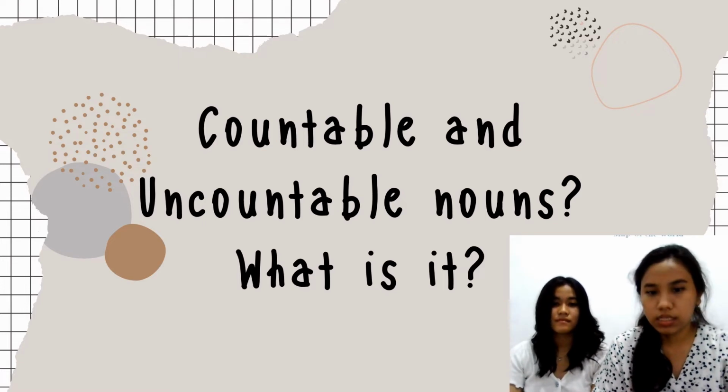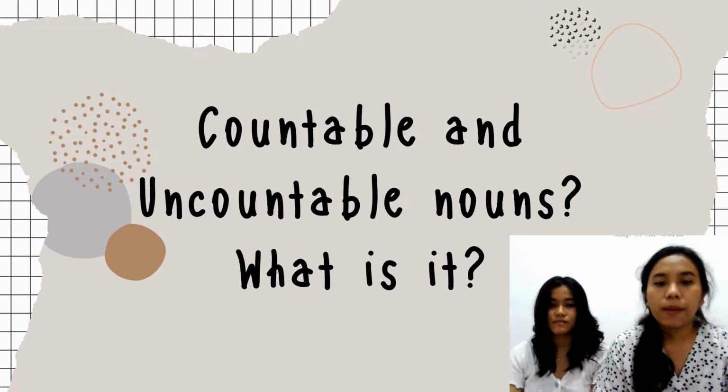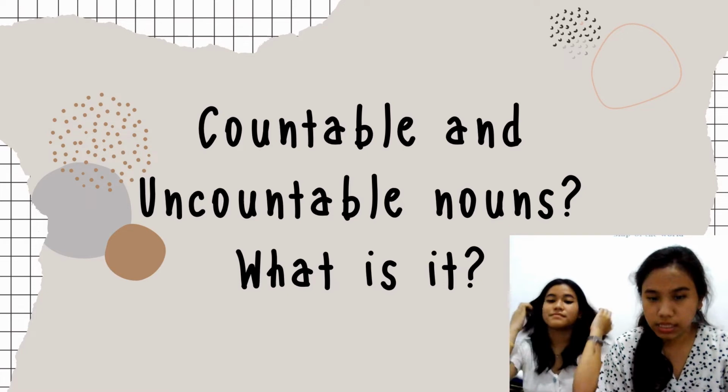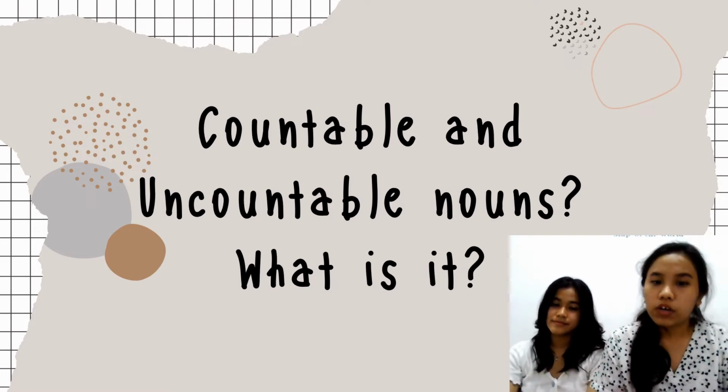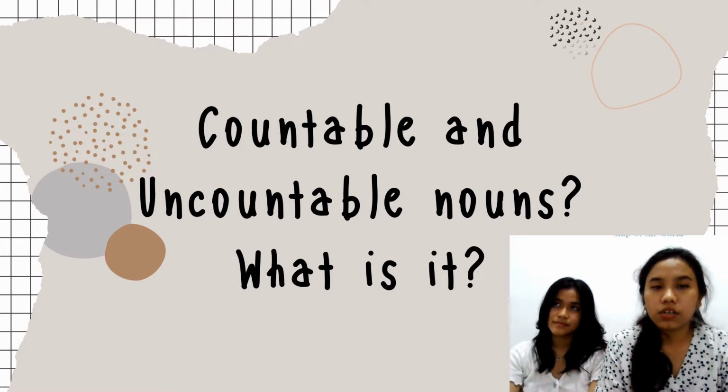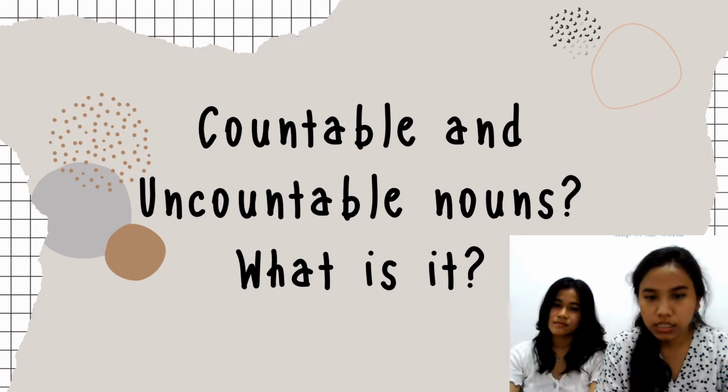For positive sentences, we can use a or an for singular nouns or some for plurals. There's a man at the door. I have some friends in New York. For negatives, we can use a or an for singular nouns or any for plurals. I don't have a dog. There aren't any seats.